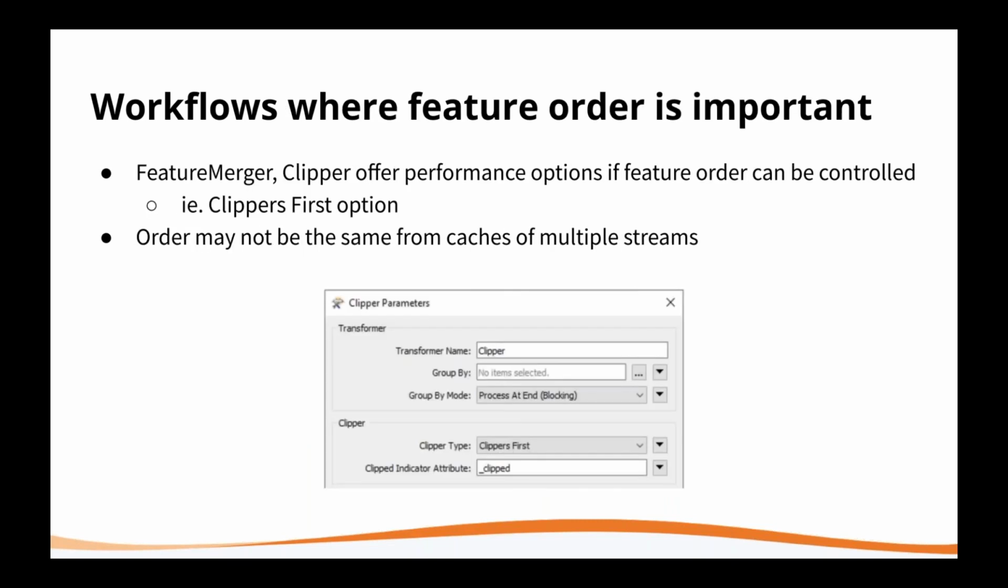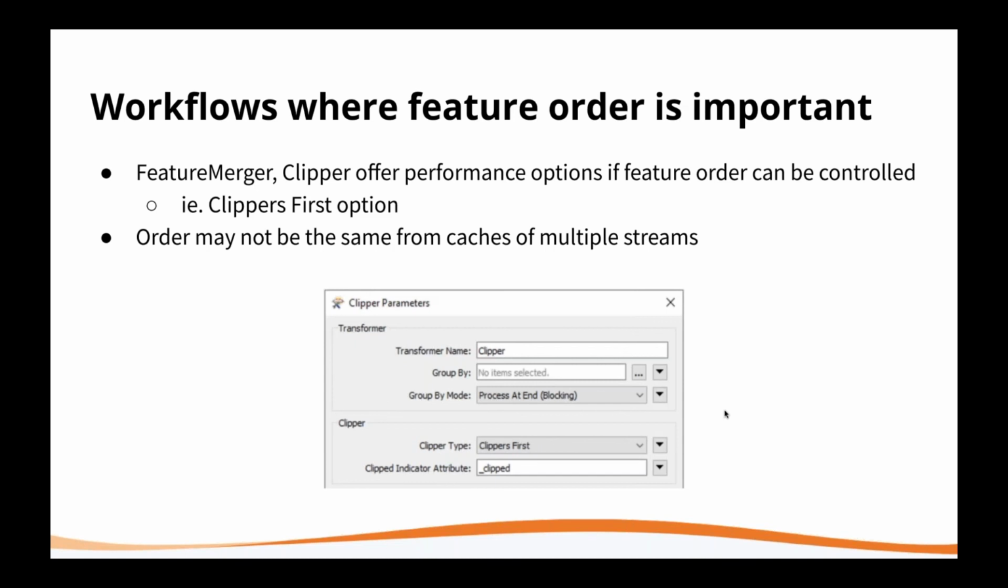And finally, there are some workflows where feature order is important. Like I said before, sometimes with the variables, feature order is important, but we also have transformers like the feature merger and the clipper, where we have these performance options that you can set: clipper type clippers first, or in a feature merger, suppliers first. That way you can set up your readers and writers in a certain order so that you know that your supplier features come first or your clipper features come first. And then a transformer itself only has to store one set of features into memory and not the other set.